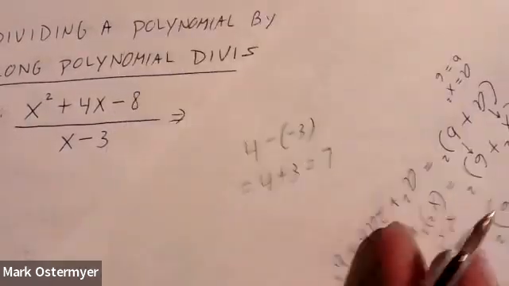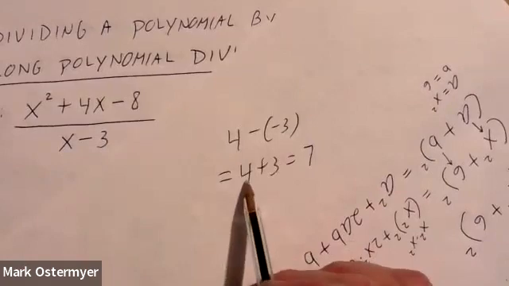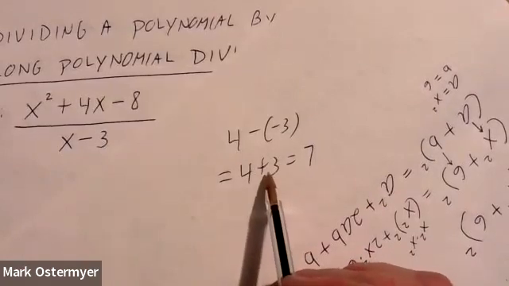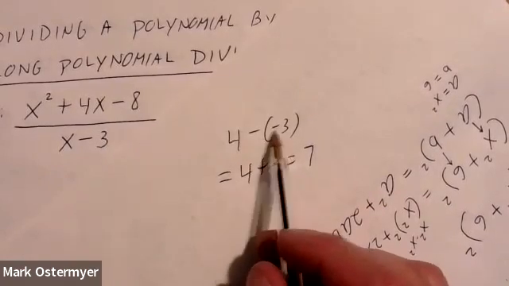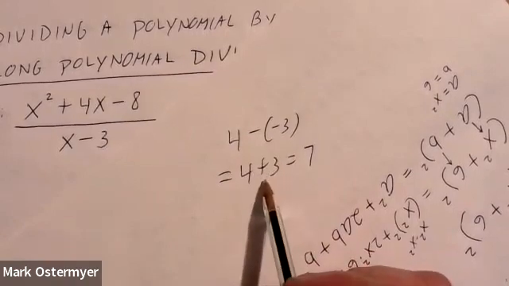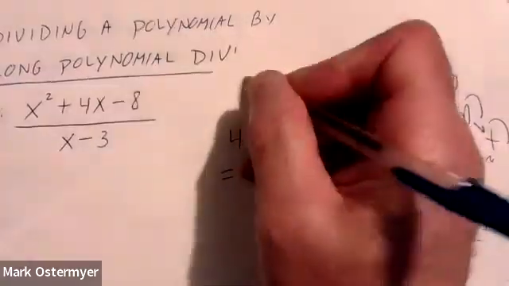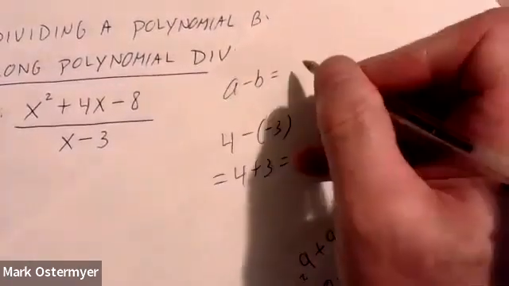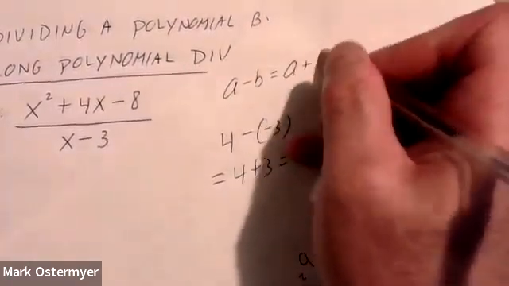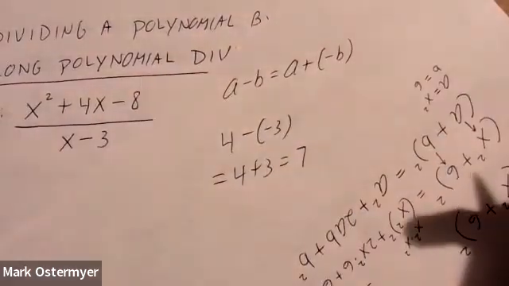What's 4 subtract a negative 3? That's really 4 plus 3. Subtracting a number is like adding the opposite, correct? Have you ever learned it that way? So when you subtract a number from another number, it's like adding the opposite of the number being subtracted.